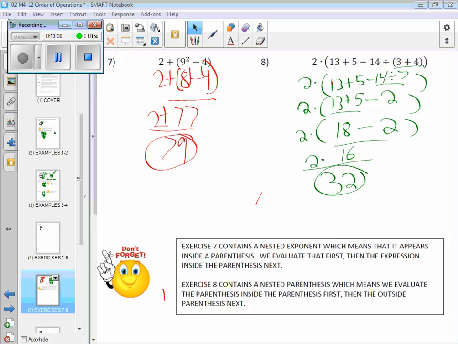Let me see where the breakdown was. Okay, inside the parentheses, the 3 plus 4 has to get done first because there's parentheses within parentheses. So make believe that 2 times is not there. Now, 13 plus 5 minus 14 divided by parentheses 3 plus 4. So technically you got to do that first.